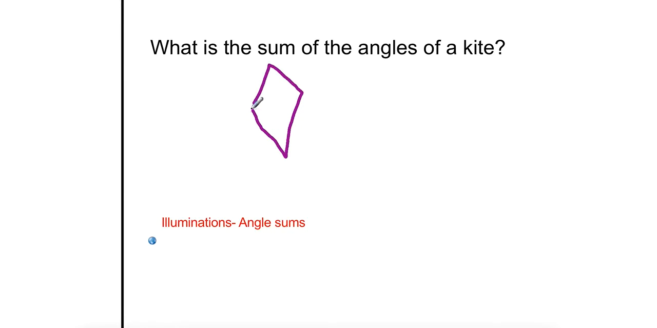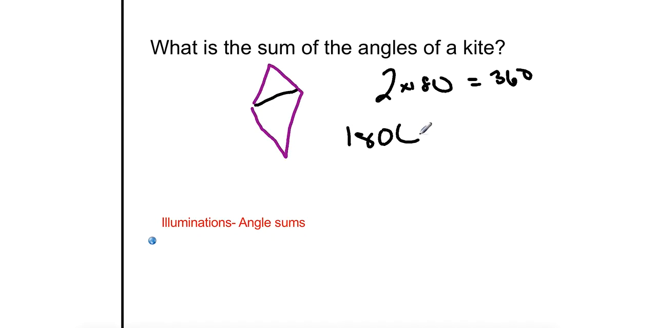Here's my kite. I can either cut it into different triangles. I got 2 triangles, so 2 times 180 equals 360. Or I can use the formula: 180 times the number of sides, 4 minus 2. Well, 4 minus 2 is 2, times 180, again is 360.